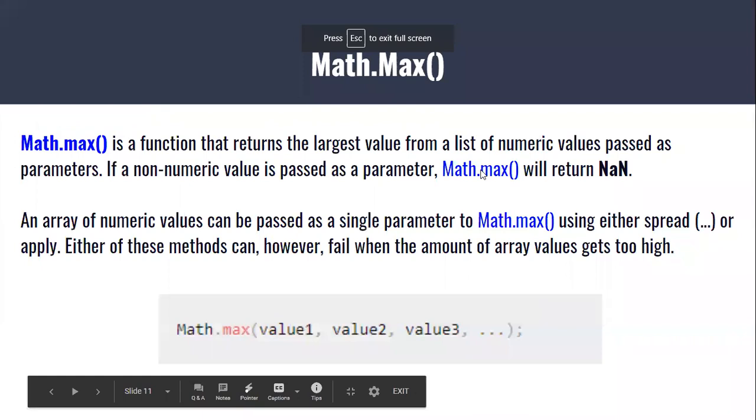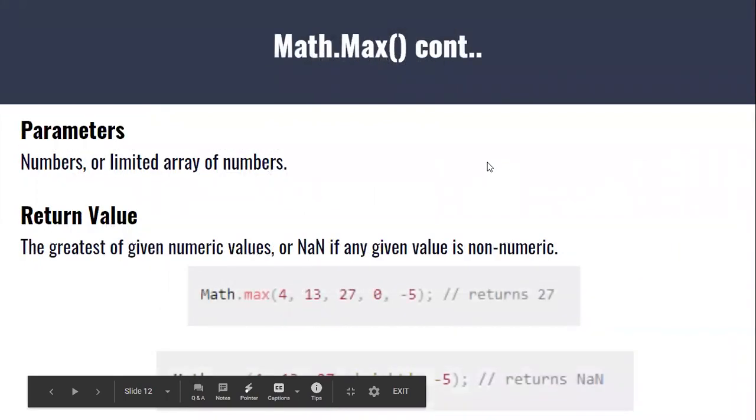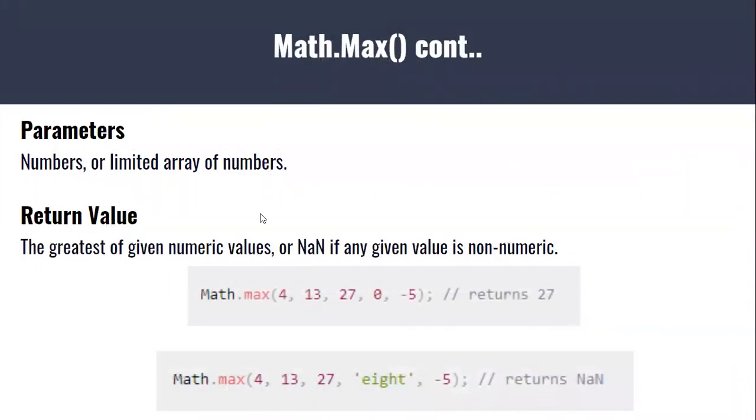So I'd assume there's going to be a min, because if there's a max, there should be a min. Okay, here's the markup. Here's the syntax parameters, a number or limited array of numbers. So 2 options there. Return value, the greatest of the given numerical values, or NaN if any given value is non-numeric. So Math.max returns 27. Otherwise, it'll throw an error if there's something in there that doesn't make sense.